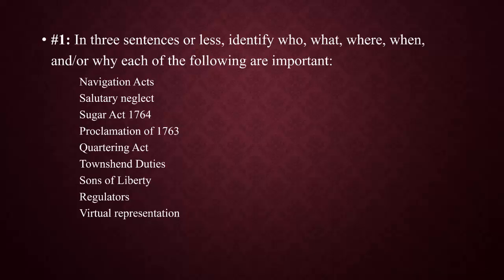And one more term, virtual representation. This, of course, is the British response to the colonial argument that they're not represented in the British government, so the British government has no right to tax them. The British argument was essentially that all British citizens are represented by Parliament, by the upper and lower houses, and that in that way, yes, you are being represented, even though the colonists didn't have a direct say in who those representatives were going to be. So that's kind of a go-between in that political argument that was taking place during this time.